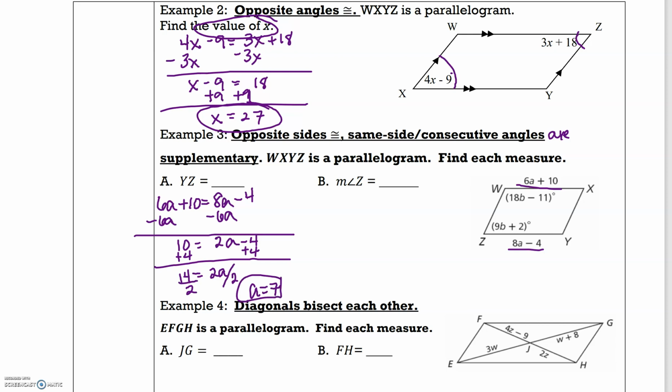Now it wants us to find the length of YZ, which is this here. So we're going to take a of 7 and plug it back in. So 8 times 7 is 56, minus 4 is 52. So 52 is our answer there for YZ. And then the measure of angle Z, now we're inside here with our measures of angle Z.